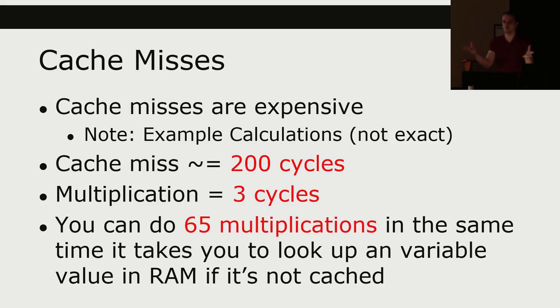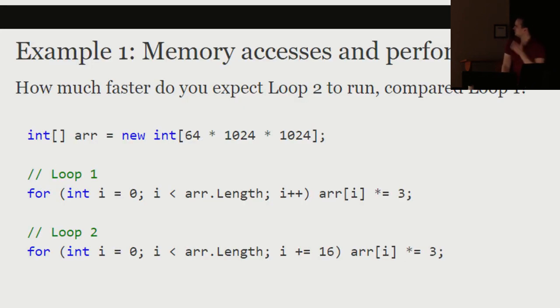Now, it's important, of course. It will possibly speed it up. It's always best to have the best algorithm, to have the most optimized piece of code. But you can do 65 multiplications in the same time that it takes you to look up a value in RAM if it's not cached. So eliminating that one multiplication is not nearly as important as making sure you have that cache hit. This is a serious difference in speed, right? So let's have a look at an actual example.